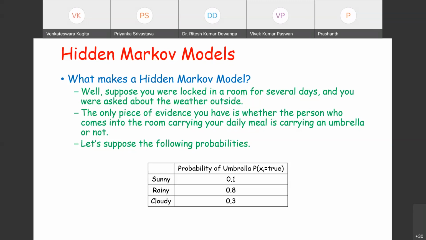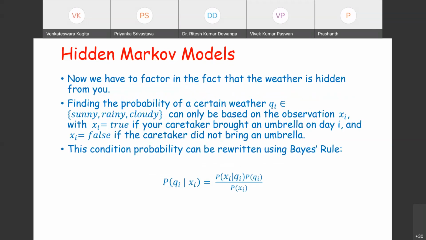Okay. And now we have to factor in the fact that the actual weather is hidden from you. Finding the probability of certain weather on the ith day, whether it is sunny, rainy, or cloudy, can only be based on your observations, Xi. What is Xi? Xi is whether the caretaker brings an umbrella or not. If Xi is true, the caretaker brought an umbrella. If Xi is false, the caretaker did not bring an umbrella.